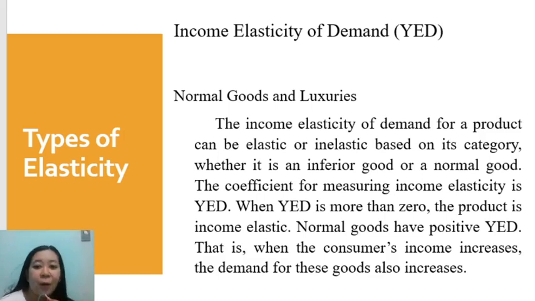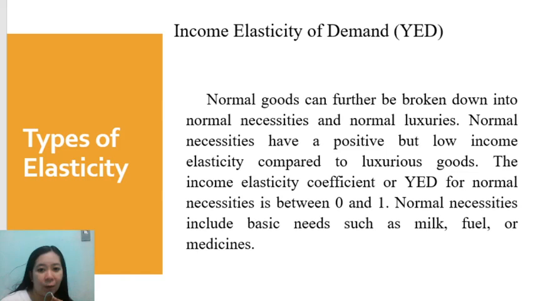Okay. For normal goods, they normally have positive YED. So that is, when the consumer's income increases, the demand for normal goods also will increase. Okay, so take note of that. Normal goods can further be broken down into normal necessities and normal luxury. Here, normal necessities have a positive but low income elasticity compared to luxurious goods.